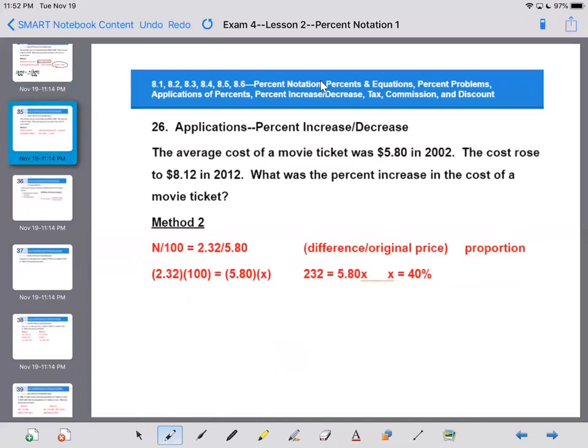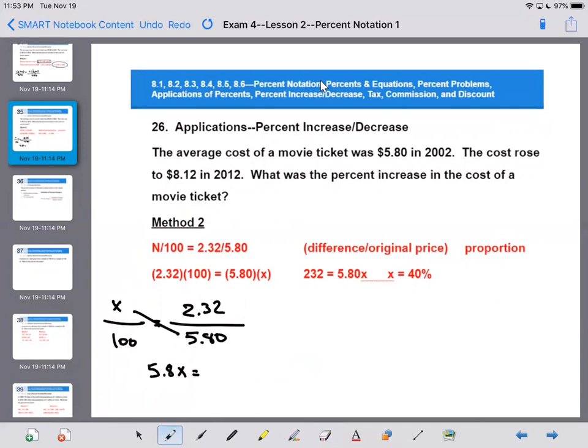And then here's the second method that I talked about. Let's find the $2.32, which was the difference, divided by the original, which is $5.80. And you can think of it as it's going to be some sort of percent change out of 100. So this would be cross products. That would be $5.80 X. Let's just make that X because we're looking for the change, the new percent.